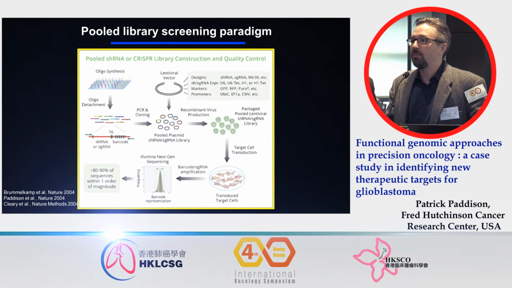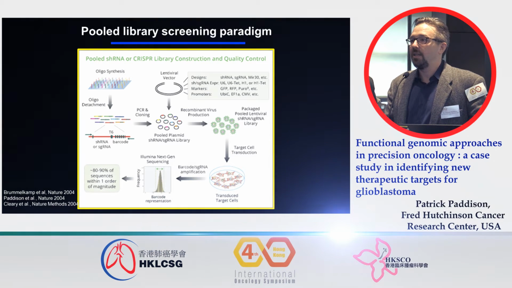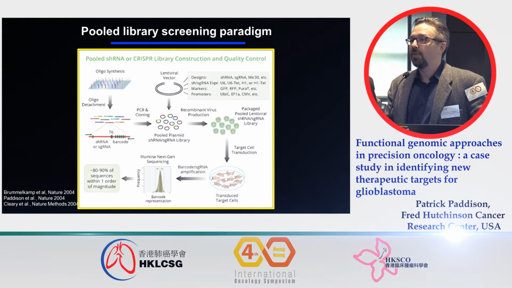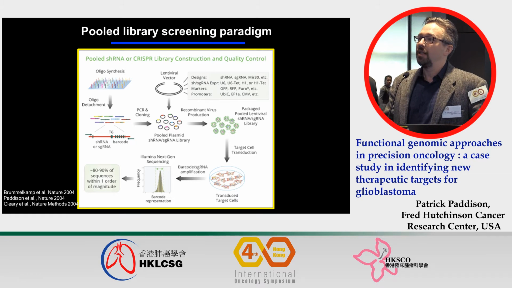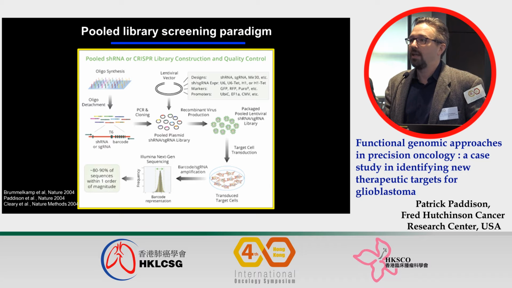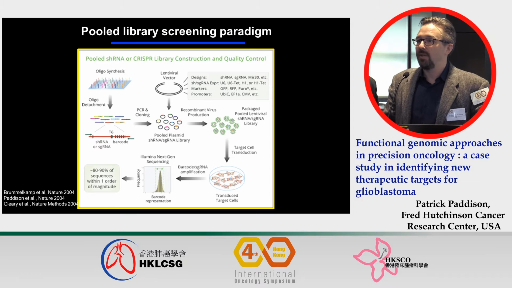The simplest one simply being outgrowth, where we examine the distribution of, for example, hairpin sequences or sgRNA sequences in a population at day 0, shortly after infection, and then after an extended time point after outgrowth, then we look for gross changes in representation of the library.